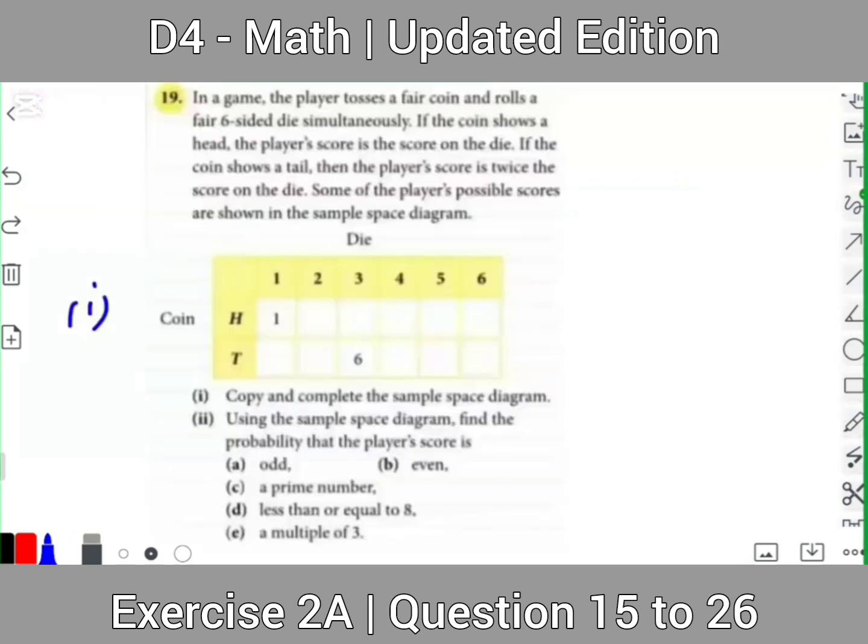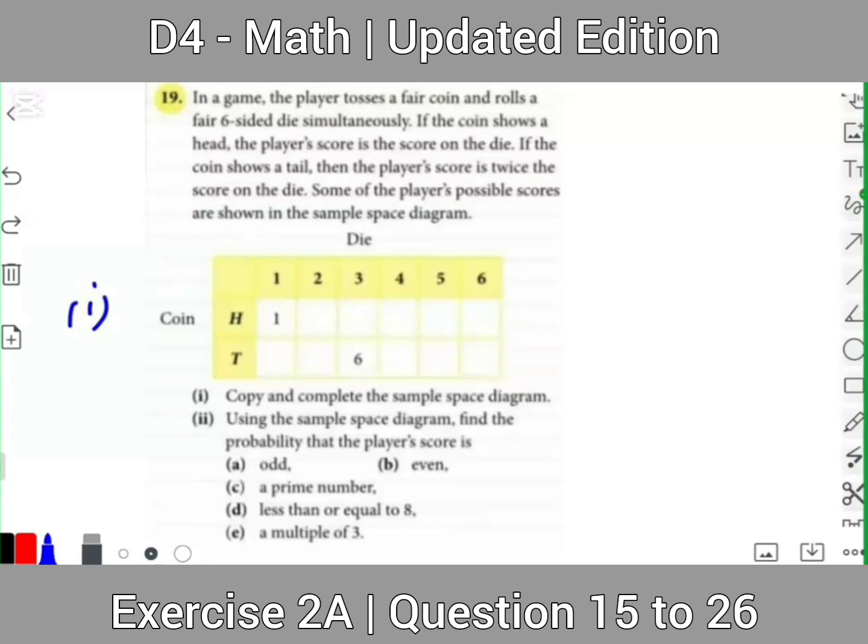Now in question 19, in a game, the player tosses a fair coin and rolls a fair six-sided die simultaneously. If the coin shows a head, the player's score is the score on the die. If the coin shows a tail, then the player's score is twice the score on the die. Some of the player's possible scores are shown in the sample space diagram. For part 1, copy and complete the sample space diagram.